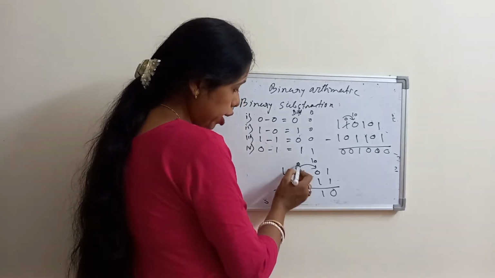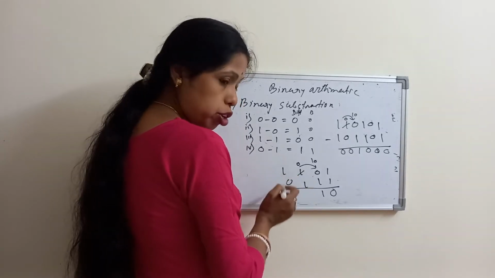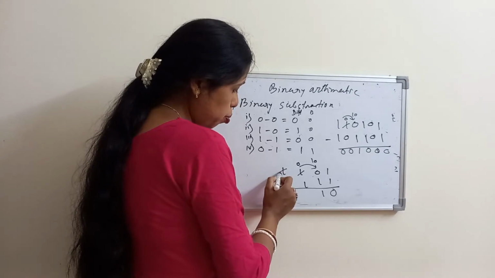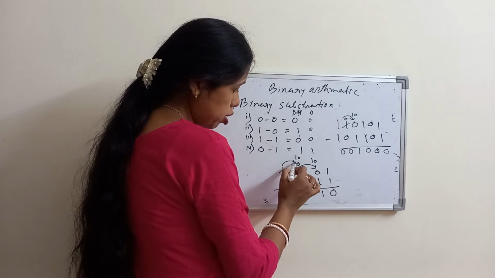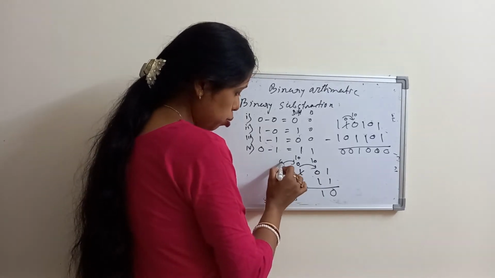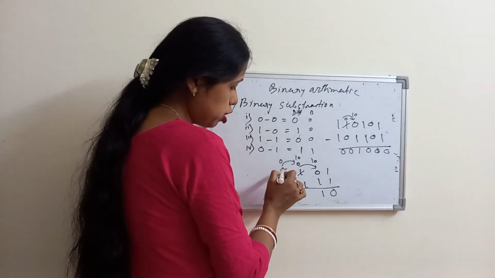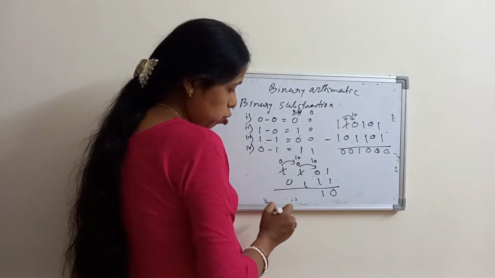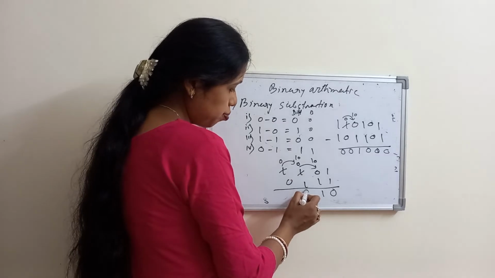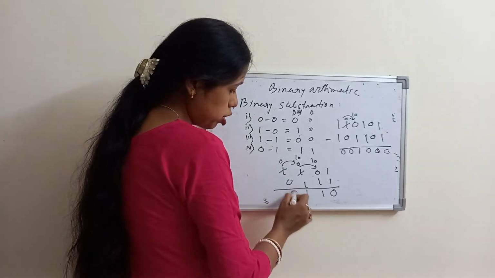Now again this 0 is less compared to 1. So again you have to take a borrow from the next digit. So here it will be 1, 0, and this 1 will be reduced to 0. You are taking a borrow from here to here. Here you can write 10. Again 10 minus 1, 1, and then 0 is 0.